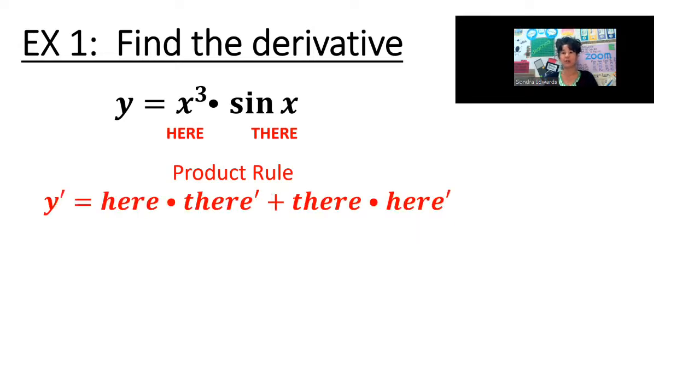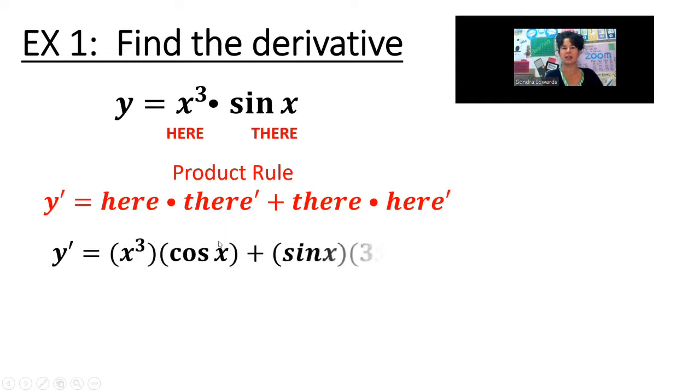Here times the derivative of there, here d there, plus there d here. All right, so let's put those in. Y prime equals, here is x to the third. The derivative of sine x is cosine x, plus sine x, and times the derivative of x to the third, that's 3x squared. We have the calculus done.